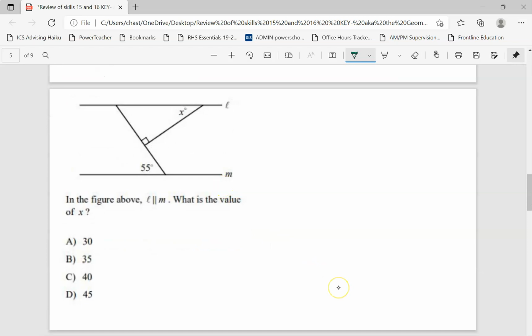On the next one, line L is parallel to line M. We want to find the value of x. So if this is 55 and these lines are parallel, then this angle up here will be 55 degrees. We're given a right angle here, so now this is a right triangle. 180 minus 90 minus 55. Well, you know what? Let's do this a different way. Let's add the 90 and the 55, which is 145, and then take that from 180. 35.